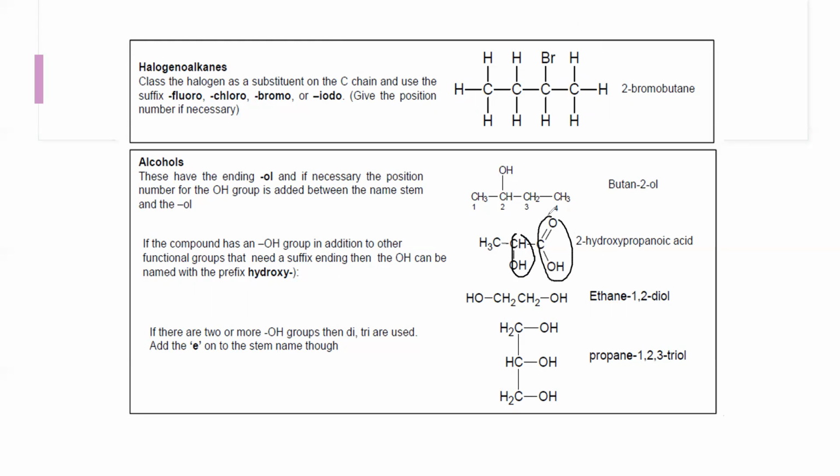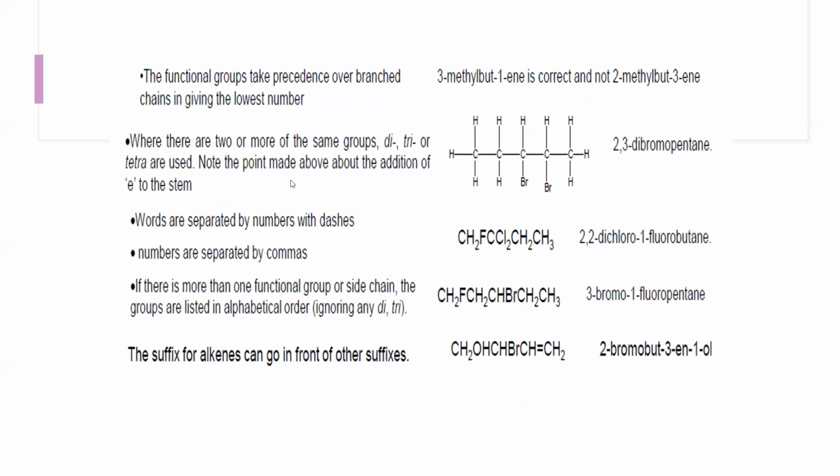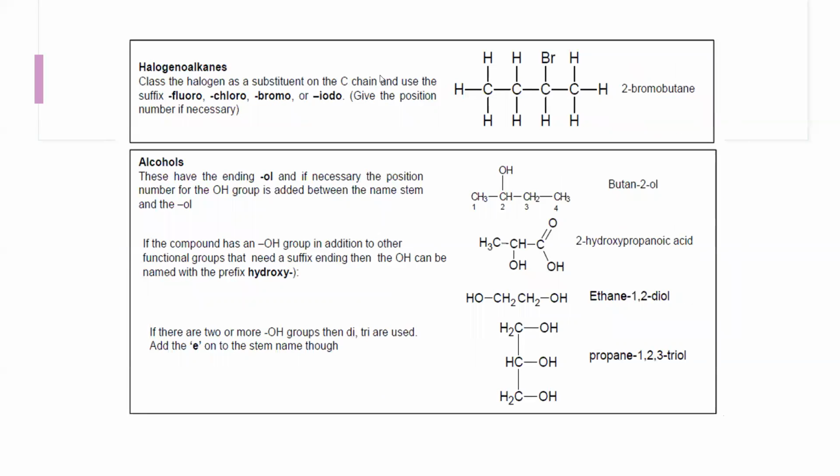But if a compound is having both OH group of alcohol and carboxylic group, then what is the priority? The priority is carboxylic. The table for priority in the beginning, maybe you have checked this. So we always give priority first to carboxylic acid, then their derivatives, then nitrile, aldehyde, ketone, alcohol, and at the last, amine. So if we have carboxylic group and alcohol group, our priority is carboxylic group. So we'll give priority to the carboxylic group.